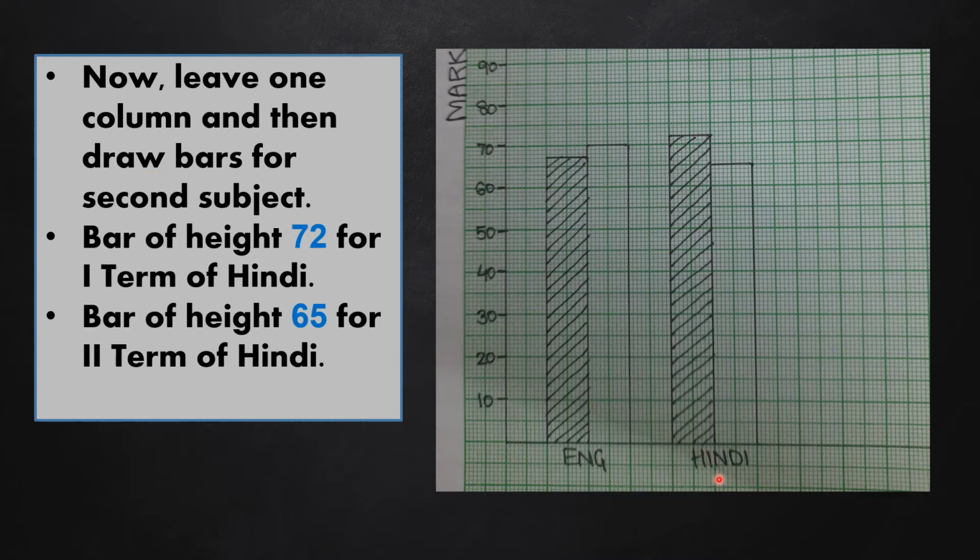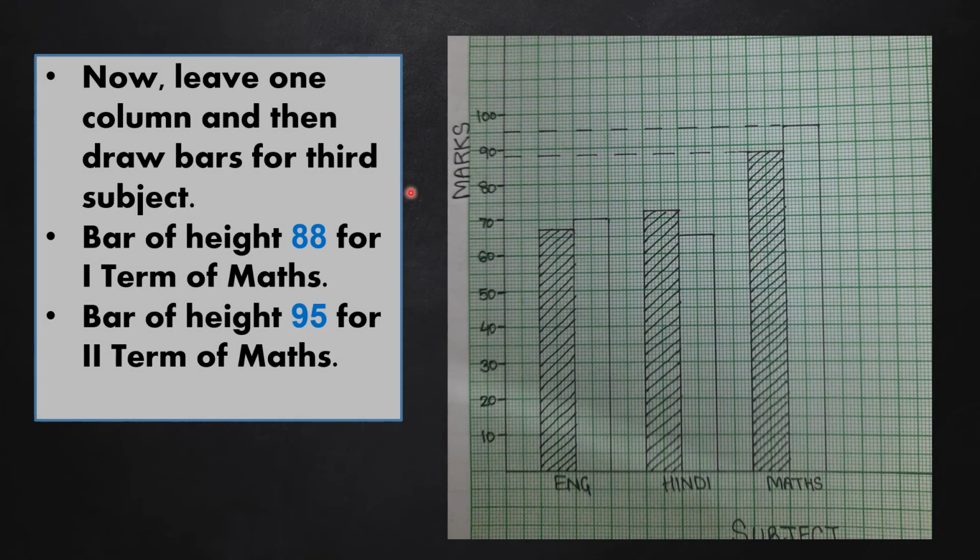The second subject is Hindi. We draw a bar of height 72, 2 units ahead of 70, and then height 65 for the second term in Hindi. So 65 is just 5 markings ahead of 60. Next we have the third subject, which is mathematics. In maths we have the first bar of height 88, 8 markings ahead of 80, for the first term, and then for the second term we have 95.